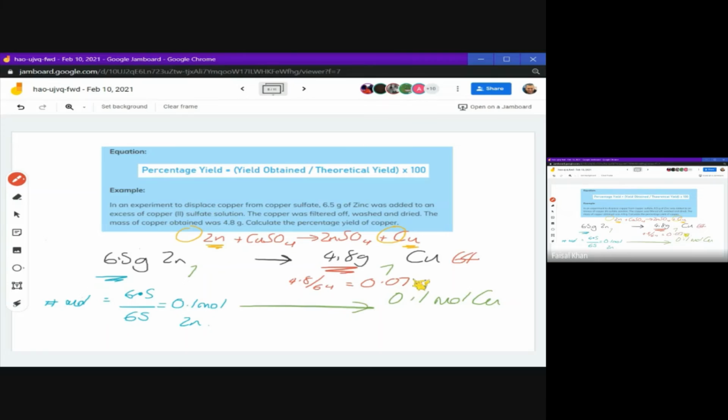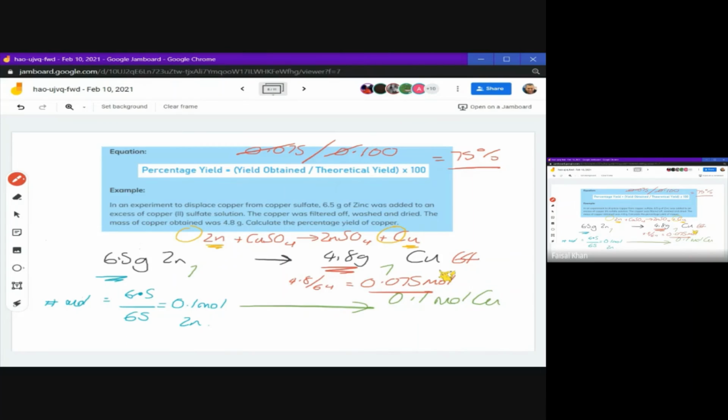So what you're basically saying is that the reality, the real life situation, is causing you to form 0.075 moles. All right. So your yield obtained in reality is 0.075, and your theoretical yield is 0.100, which is equal to 75 over 100. So your percentage yield is actually 75%, which is very generous for a chemical reaction.